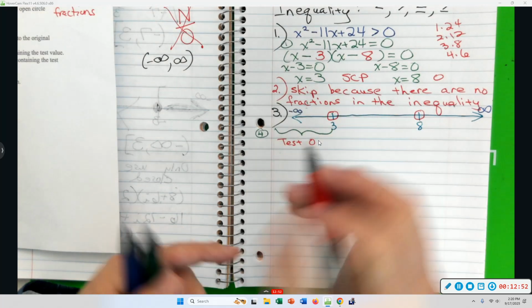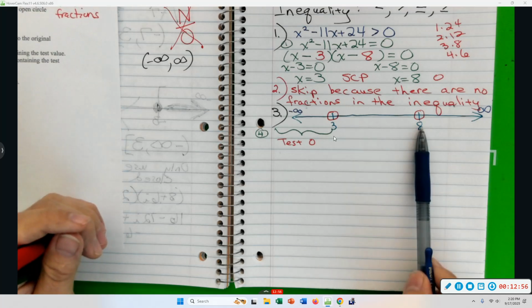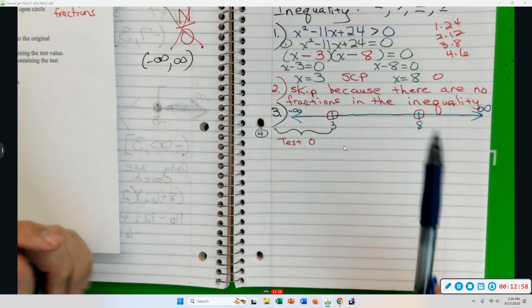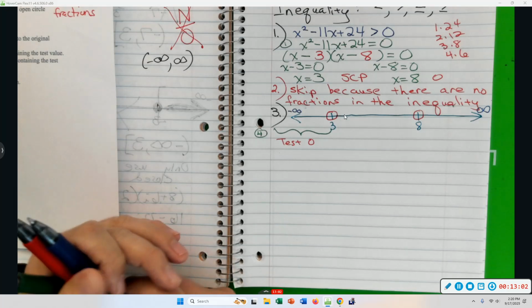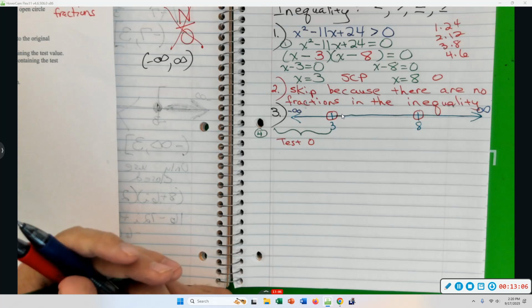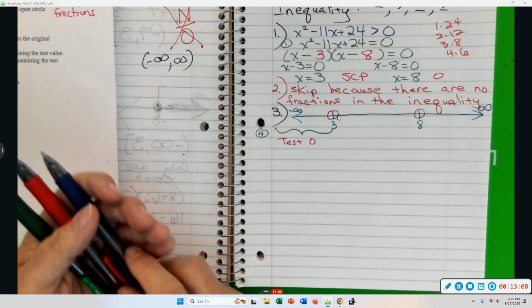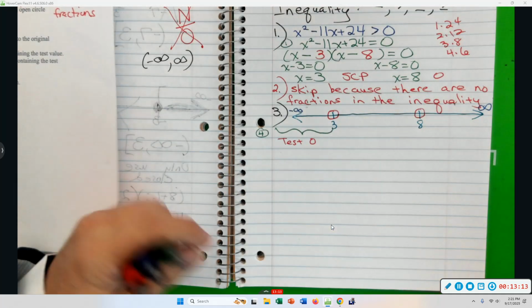Let's go ahead and identify the numbers we're going to test. What about between 3 and 8? Well, you could use pi, 3.14, but nah, let's use an integer. Let's use something easy. What do y'all think, 5? Or 4? 6, 7? I think I'm going to use 5.